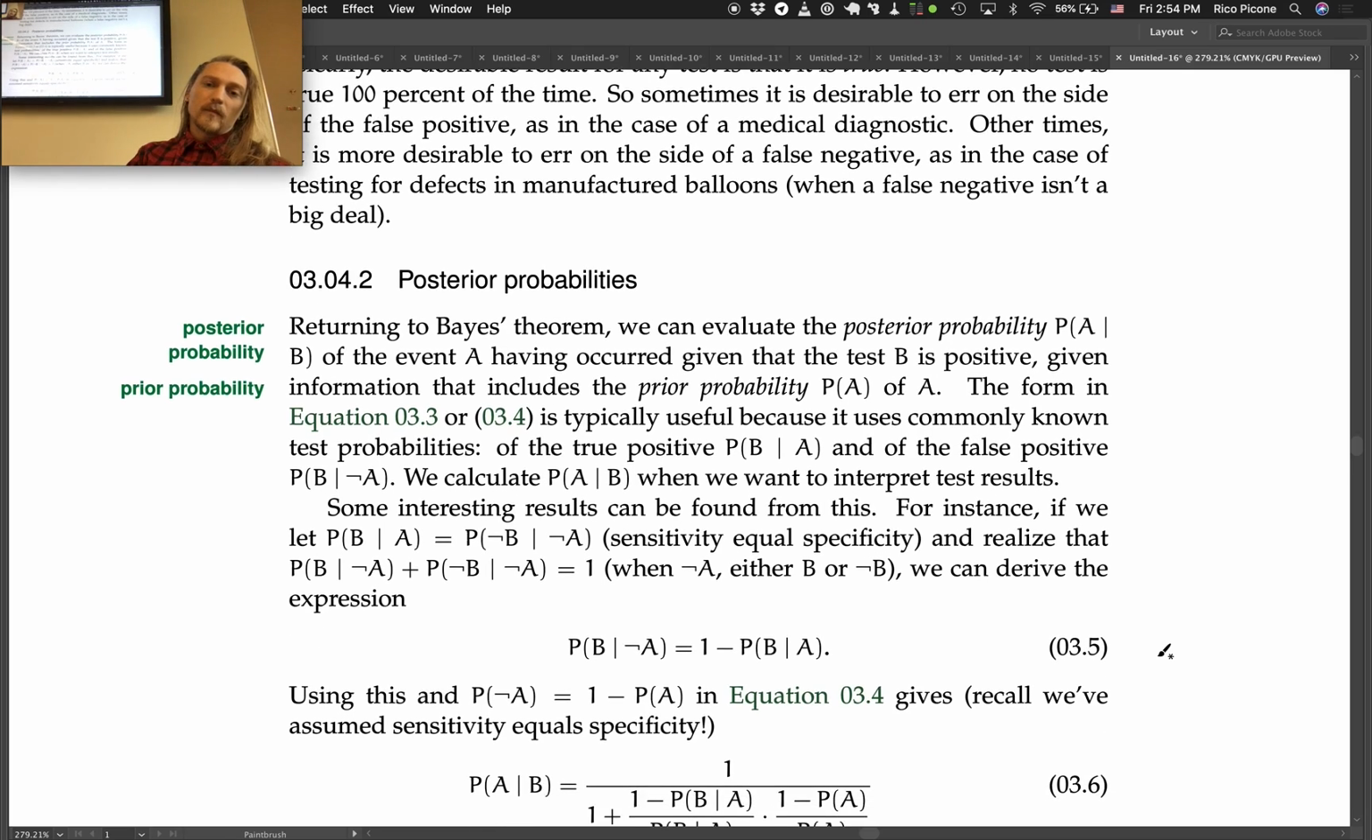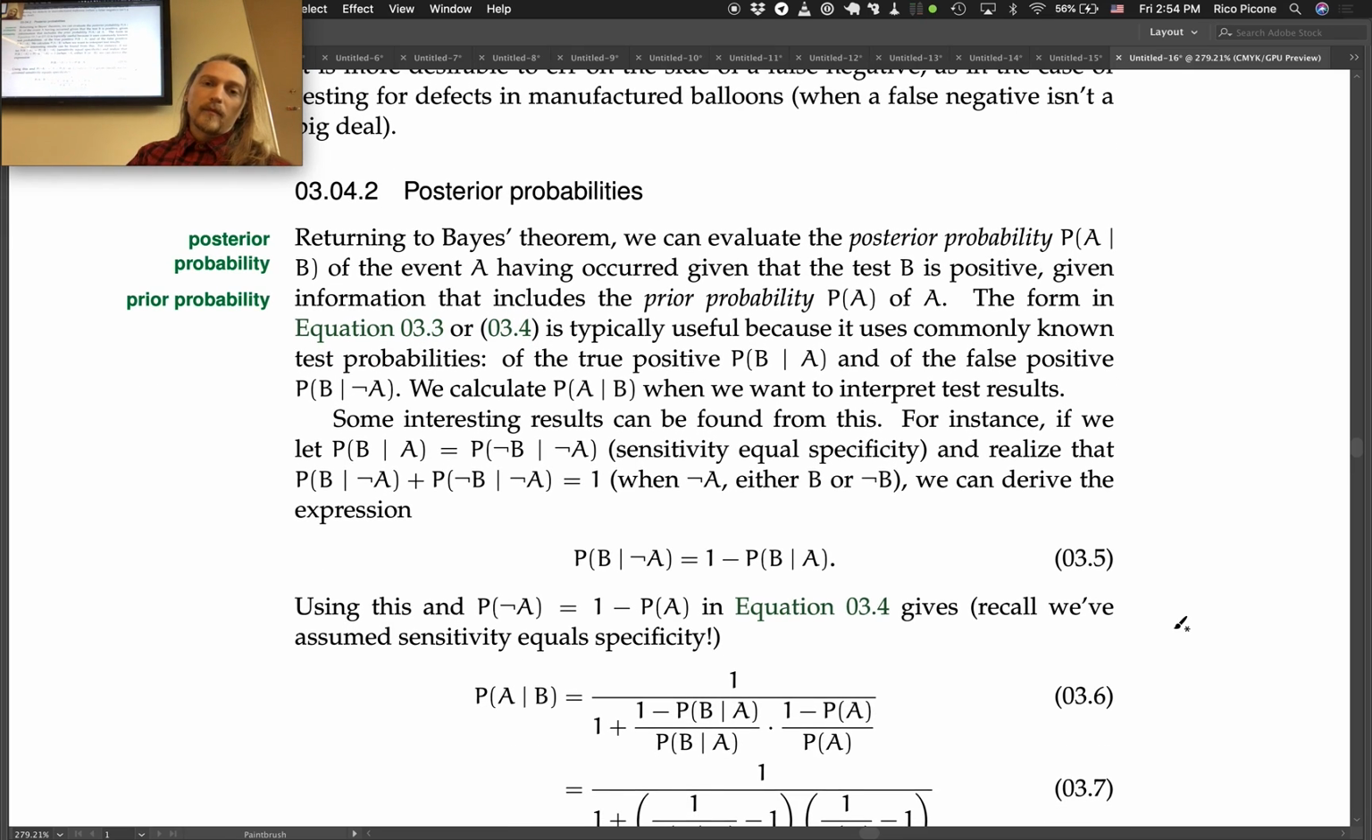So some interesting results can be found from this. For instance, if we let the probability of B given that A equal the probability of not B given that not A, which is saying that the sensitivity equals the specificity, which is not always true. Sometimes we're better at detecting when the thing occurs than when it doesn't occur. Sometimes it's asymmetrical. But this does happen reasonably frequently, so we can say this is a useful thing to develop.